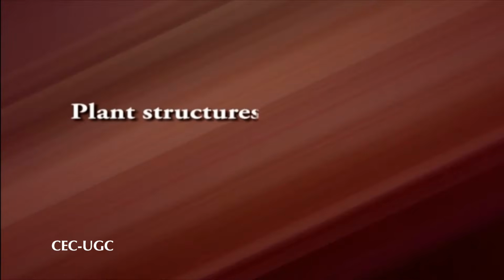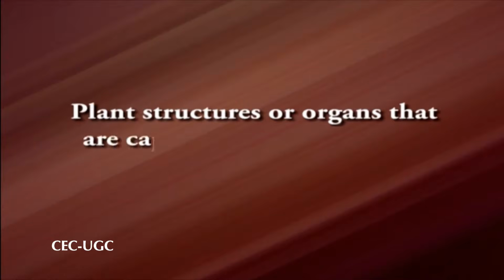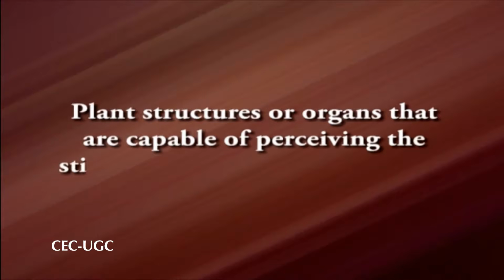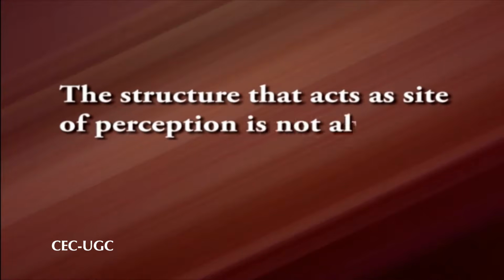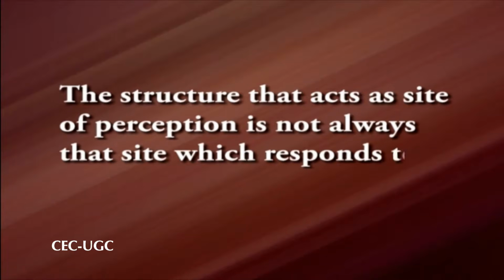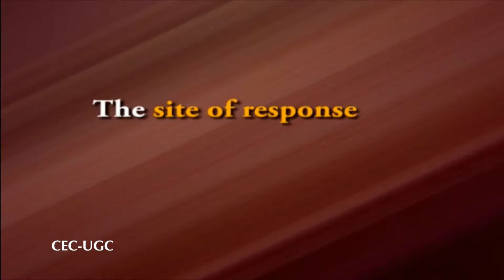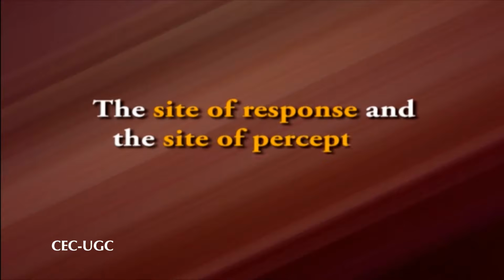All the parts of a plant do not act as the site of perception to the stimulus. It is the plant structures or organs that are capable of perceiving the stimulus. They are called perception sites. The structure that acts as the site of perception is not always the site which responds to the movement. In fact, we have seen in many cases the site of response and the site of perception are quite different.